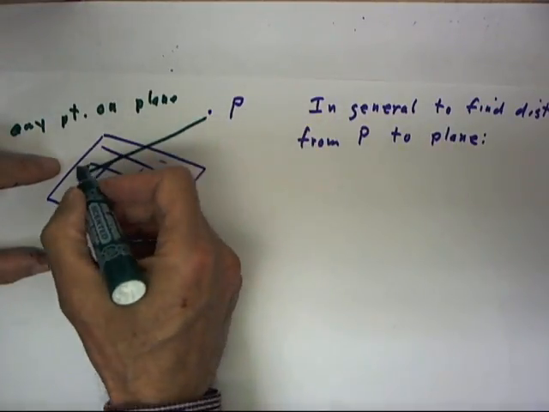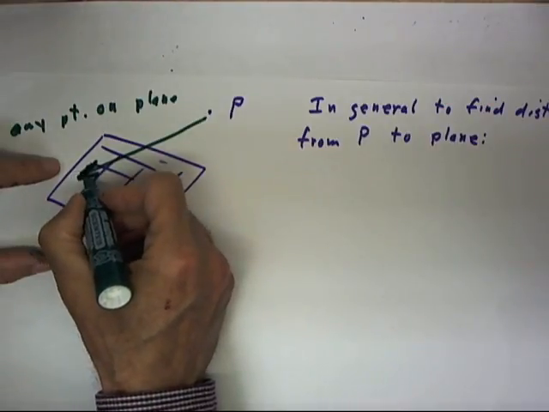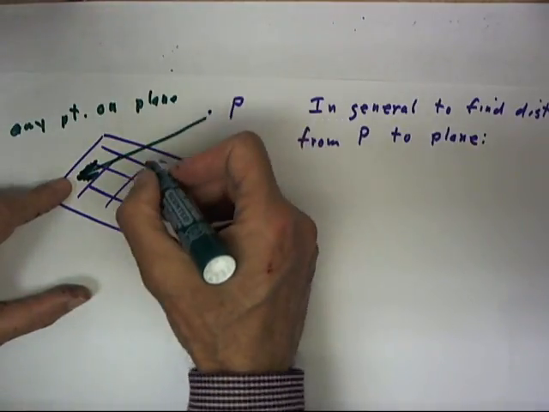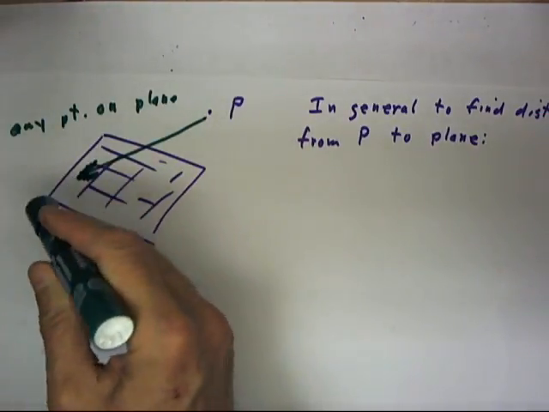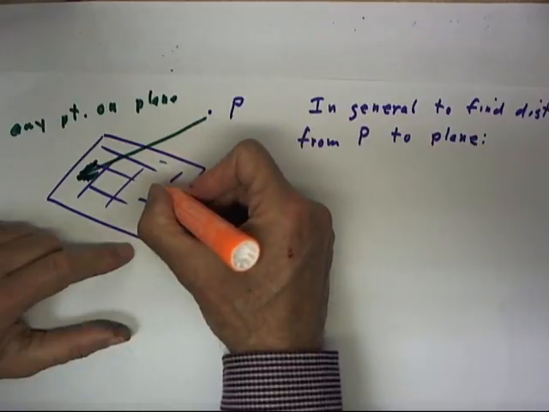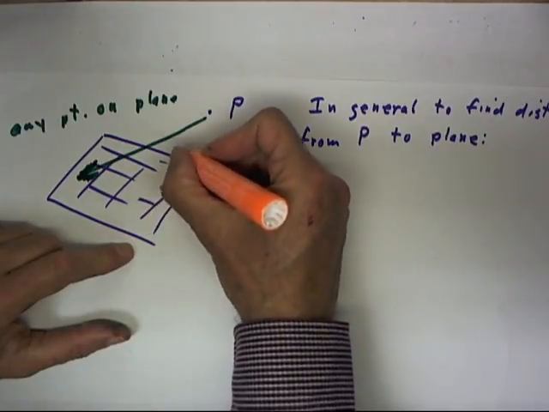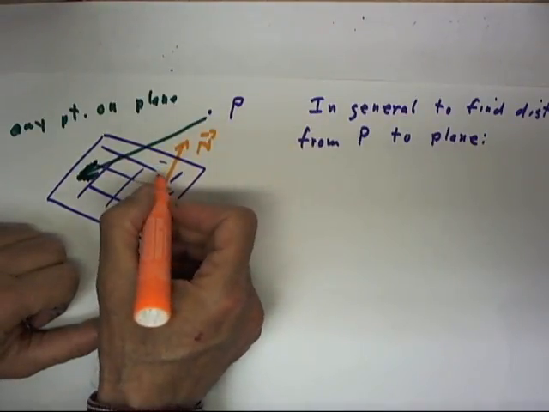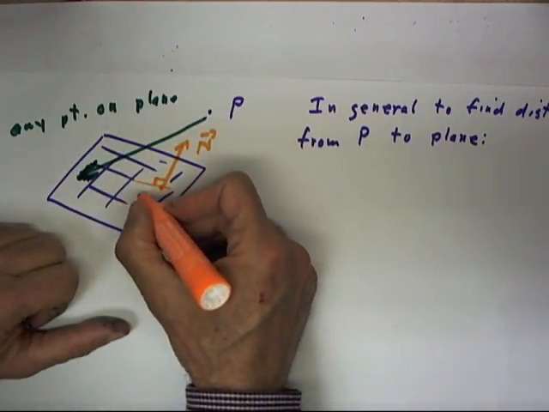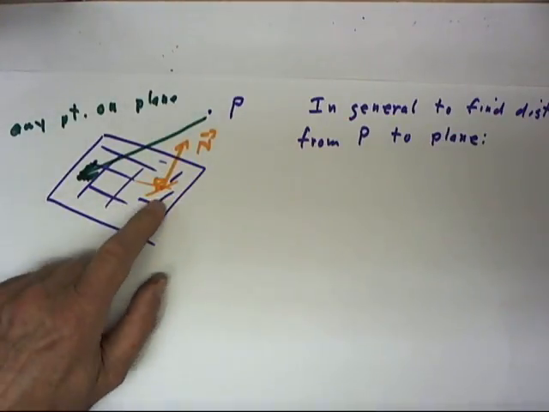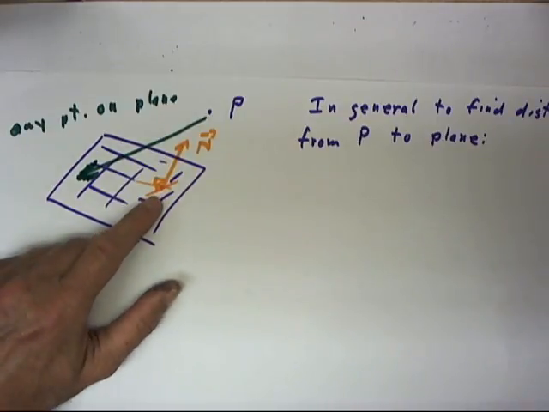So we find this vector, and we project that onto a vector normal to the plane. So let's use a different color for the normal vector. Let's just say that we have a vector here that's normal to the plane, meaning that any line in the plane is going to be perpendicular to this normal vector. Whatever line you choose will lie at a right angle with the normal vector.